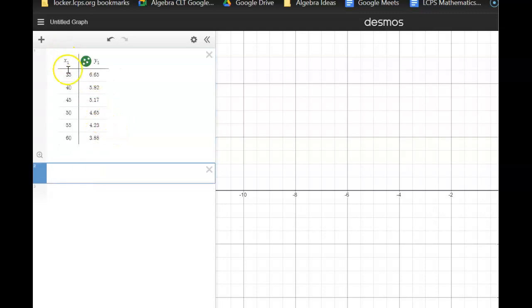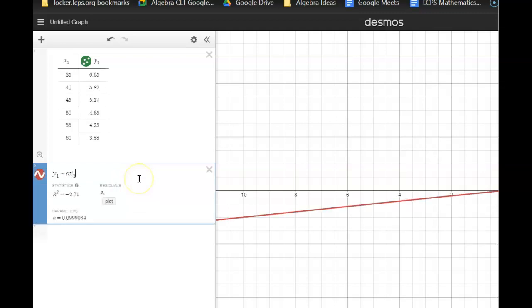Now this is really important. See how I have the X1 and the Y1? To get the linear regression or the trend line, the line of best fit, we're going to use the Desmos calculator. We're going to type in Y1, and you've got to put the Y1 because that's using the Y1 here. Then we have this button called a tilde, it's like a little squiggle line above the tab. And then we're going to type in A X1 plus B.